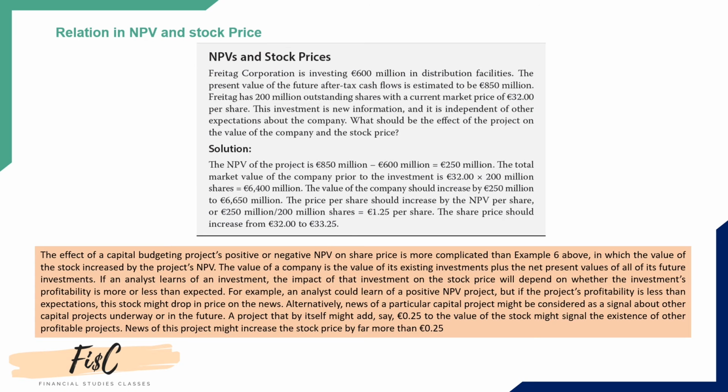Now finally we will discuss the relationship of NPV with the stock price. There is an example given to us where Freetank Corporation is investing 600 million in its distribution facilities. This project is going to give them a present value of after-tax future cash flow of 850 million. Now you can clearly see that this is a positive, profitable project and therefore they should invest in it.